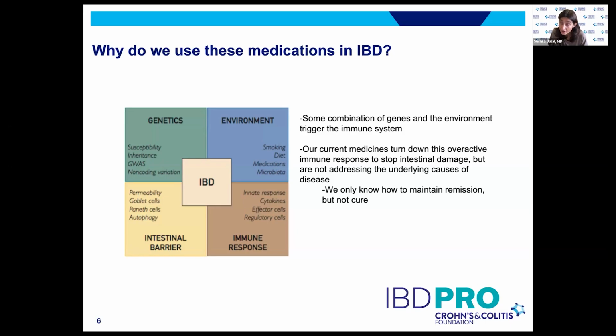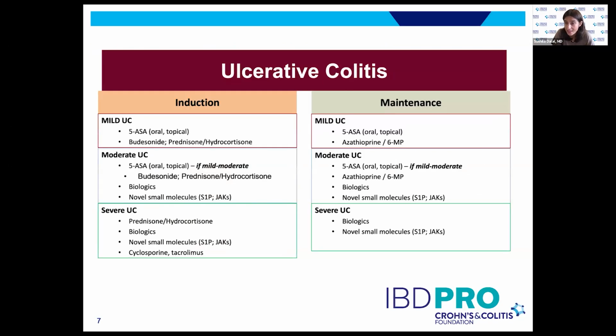And the problem is, our current medicines are affecting the last step of that complex process, right? A whole bunch of things happened to that patient to result in their immune system being overactive, and our medicines are turning down that overactive immune response. It'd be a million times better if we understood all those events that led to the immune response so that we could take them away and cure the disease. But since we can't, we only know how to put the brakes on the immune system. So we know how to maintain remission, but we don't know how to cure. And that's why it's so important to stay on a medicine to keep those brakes on the immune system so it doesn't cause damage.